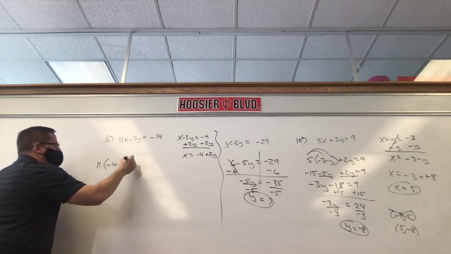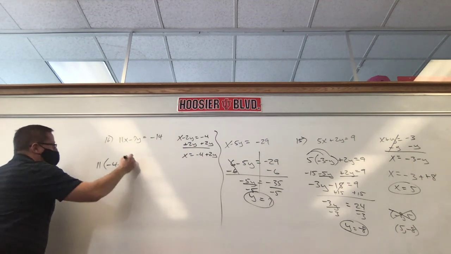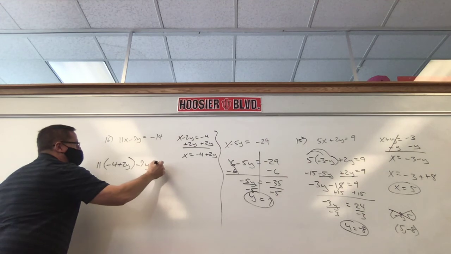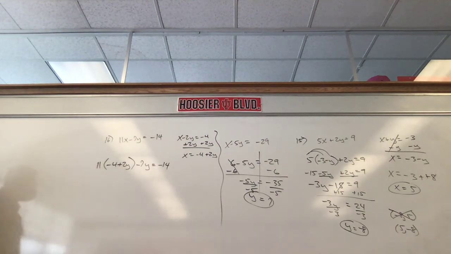Then what? Careful. Parentheses, minus 7y equals what? Negative 14. Now again, is that solvable? Can we solve that now? Yes, there's only one variable. What's the answer, Melania? I don't know. Me neither. I don't know it yet either. We can solve it. I don't know what it is, but we can solve it.